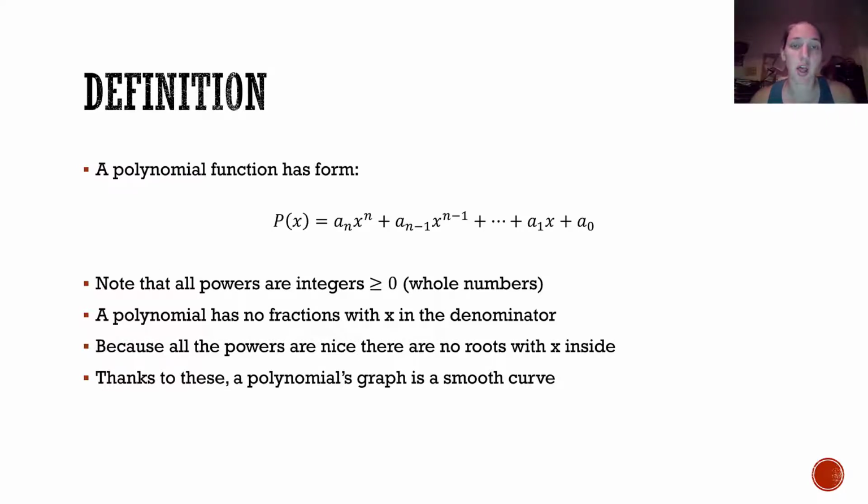Thanks to all of these things, the polynomial's graph is a nice smooth curve. There are no holes, no jumps, no elbows. It's just a nice smooth curve for the whole length of its domain, which would be all reals. So that's the nice piece about a polynomial. It's going to be pretty in a lot of ways, mathematically anyway. And so we're going to work with those for a little while.